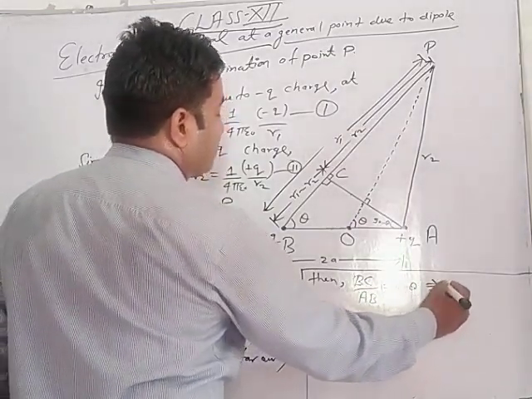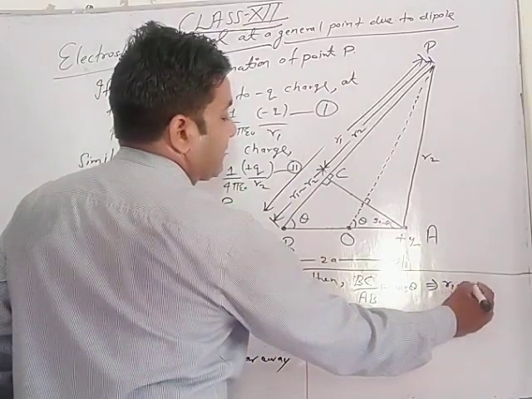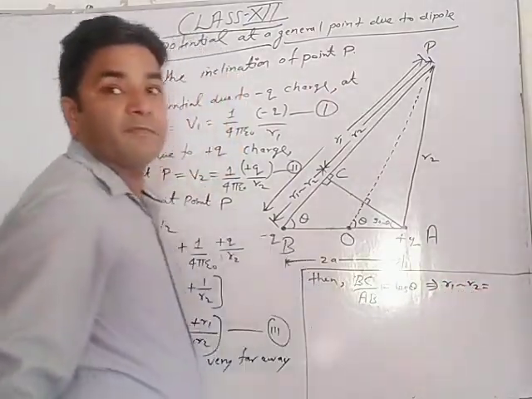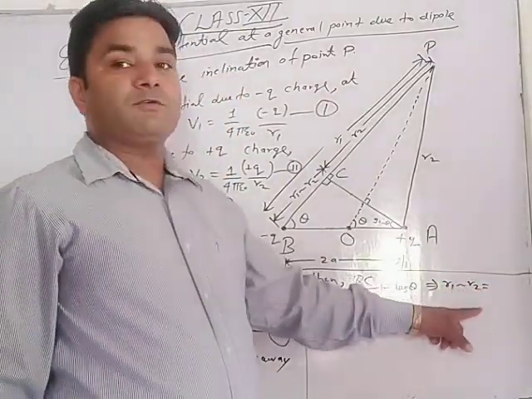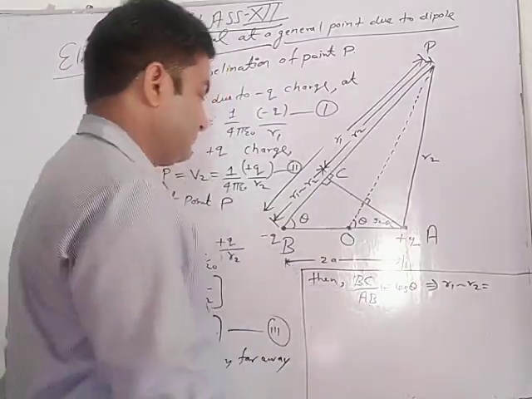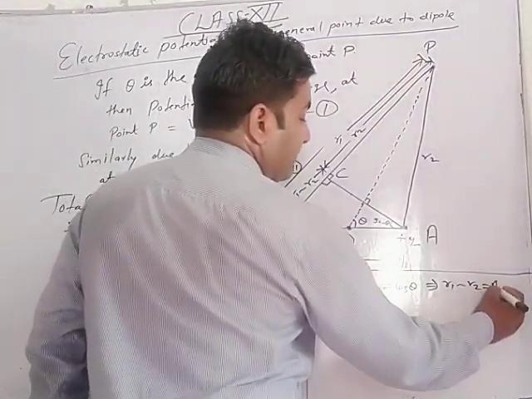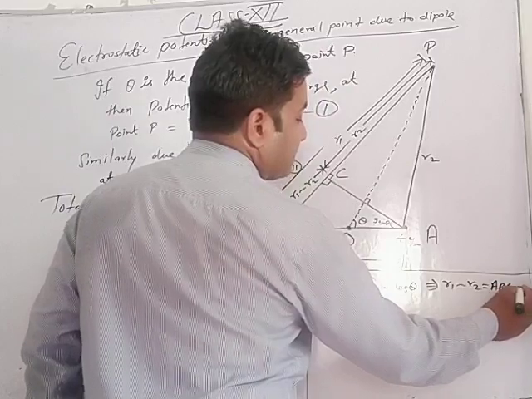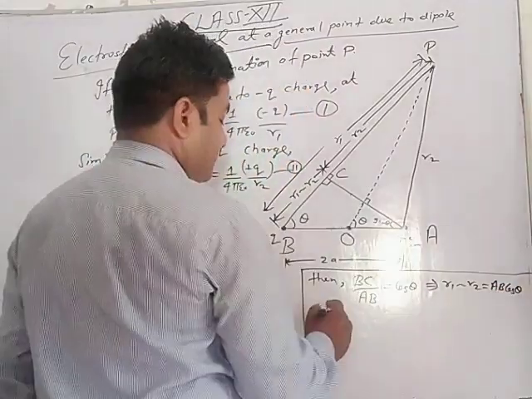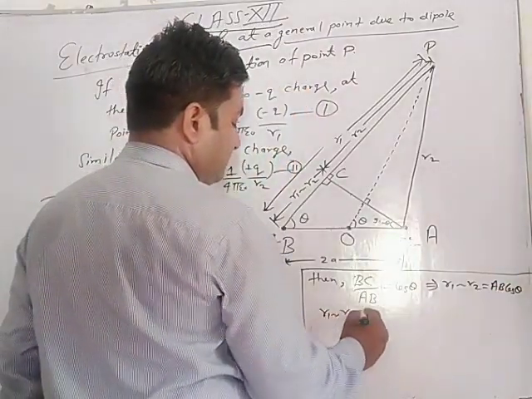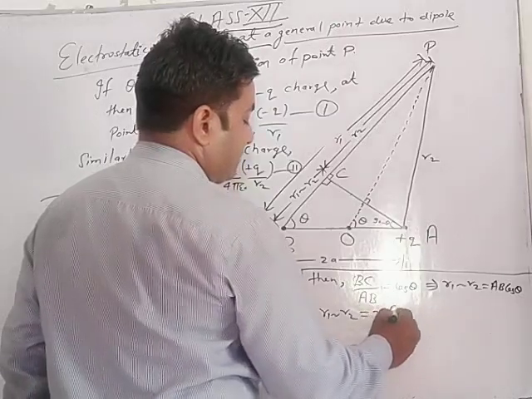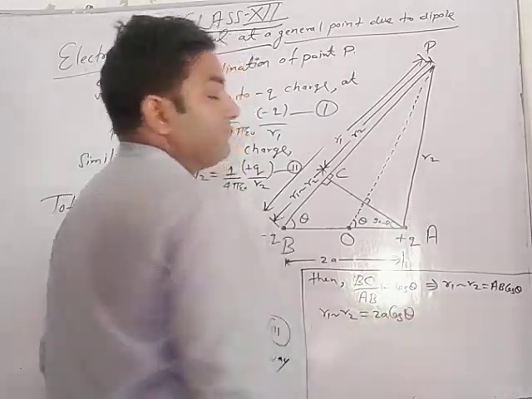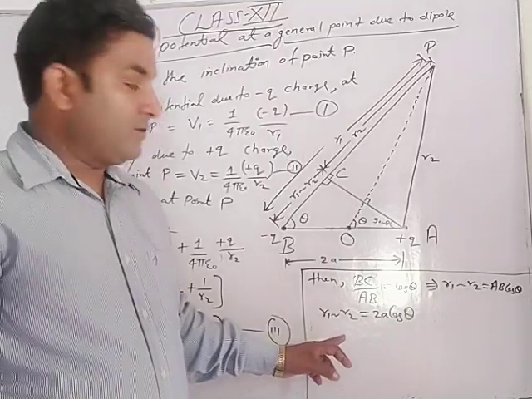So BC means what? That is R1 minus R2, is equal to what? That is AB cos theta. So R1 minus R2 is equal to 2A cos theta. Very simple concept. R1 minus R2 is equal to what?